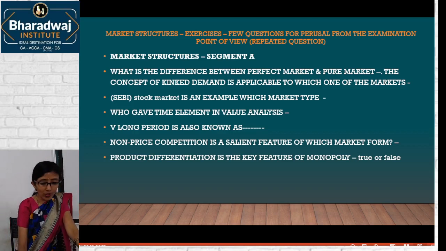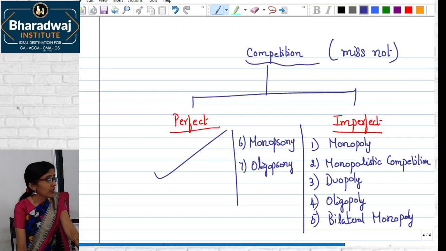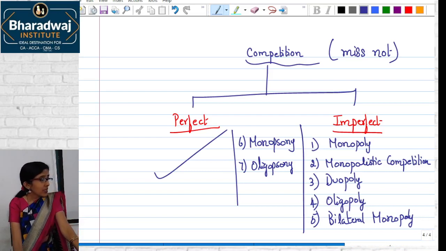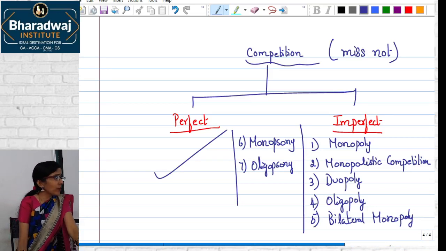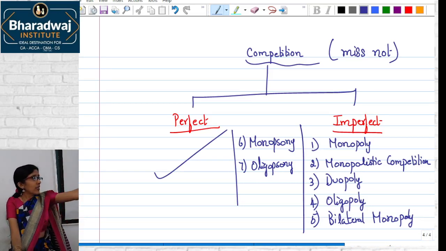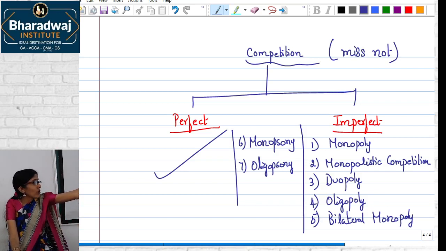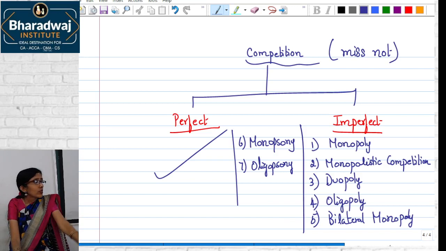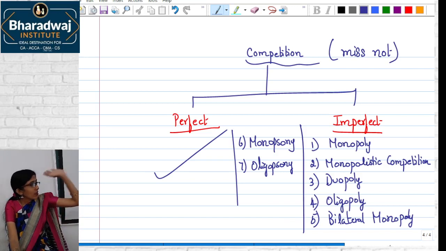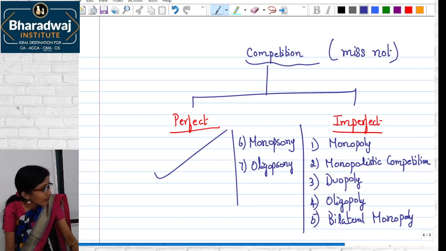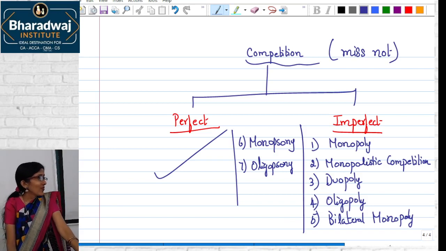Now, the concept of kinked demand curve is applicable to which market? Oligopoly market form. You remember how a kinked demand curve looks? Have you seen a kinked demand? Can you recollect it? We did market structures long back. Do you feel like that? Desk wise, I'm going to ask. Did we do market forms long back? When did you last see oligopoly kinked demand? When did you meet Mr. Oligopoly?